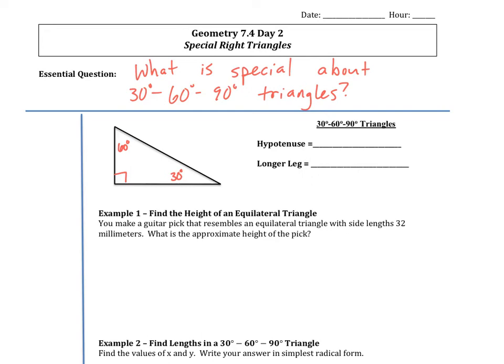Okay, 7.4 day 2, we are still working on special right triangles. This time we get into what is called a 30, 60, 90 degree triangle, which is just that. It's a triangle that has angles of 30 degrees, 60 degrees, and 90 degrees. And we're going to talk about what is special about them.